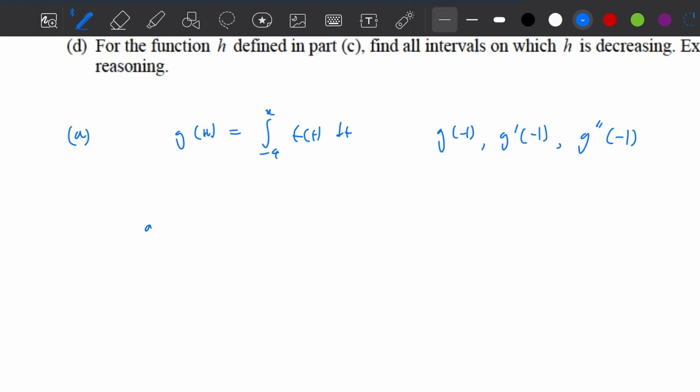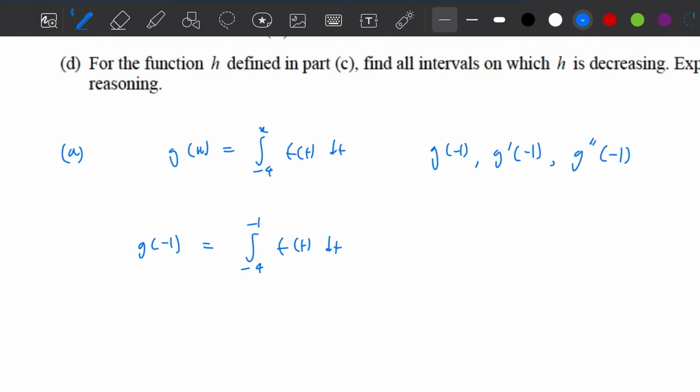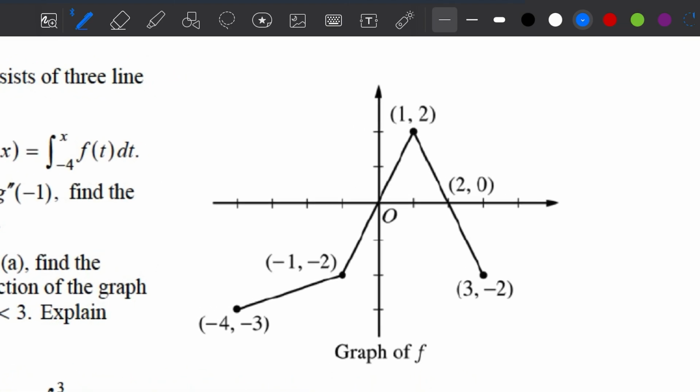So for g(-1), this is a definite integral from -4 to -1 since x is defined as -1. So we can just simply plug it in as the integral from -4 to -1 of f of t dt. And this is the net area under the graph of f from -4 to -1. Looking at the graph, you can see that this region forms a trapezoid, like so.